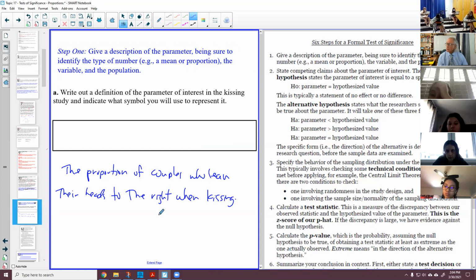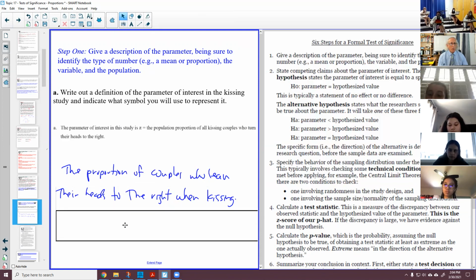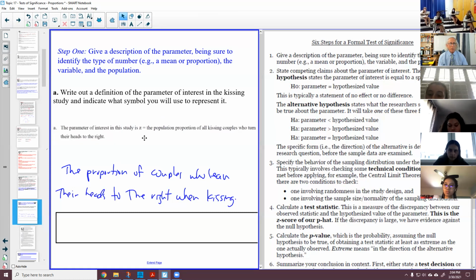How does that sound to you? That sound pretty good? And let's see what Beth says. I can't remember what Beth says. The parameter of interest in this study is pi equals the population proportion of all kissing couples. Well, I did pretty good. I just didn't put in pi, but it says use what symbol you will use to represent it. The proportion of couples, pi. There we go. That's step 1. You have to write out what it is you're looking for.